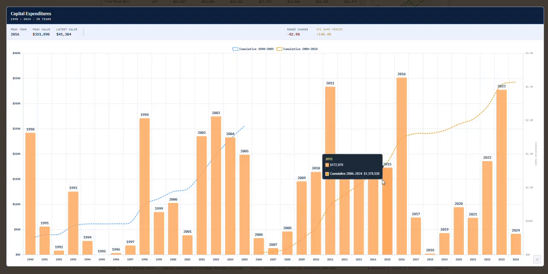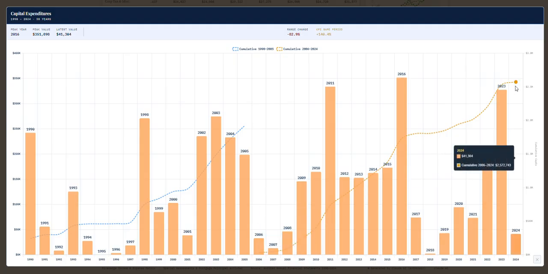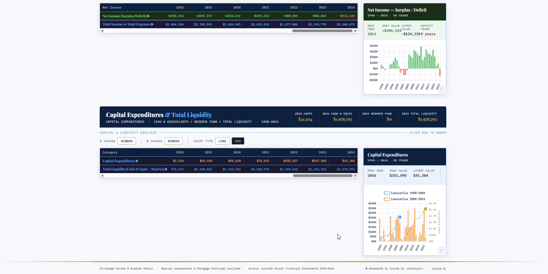And the dotted line represents cumulative capital expenditures. So from 2006, cumulative capital expenditures of $32,000, we end up at cumulative capital expenditures from 2006 to 2024 of $2.5 million. Okay, so where did the other $1.7 million go?